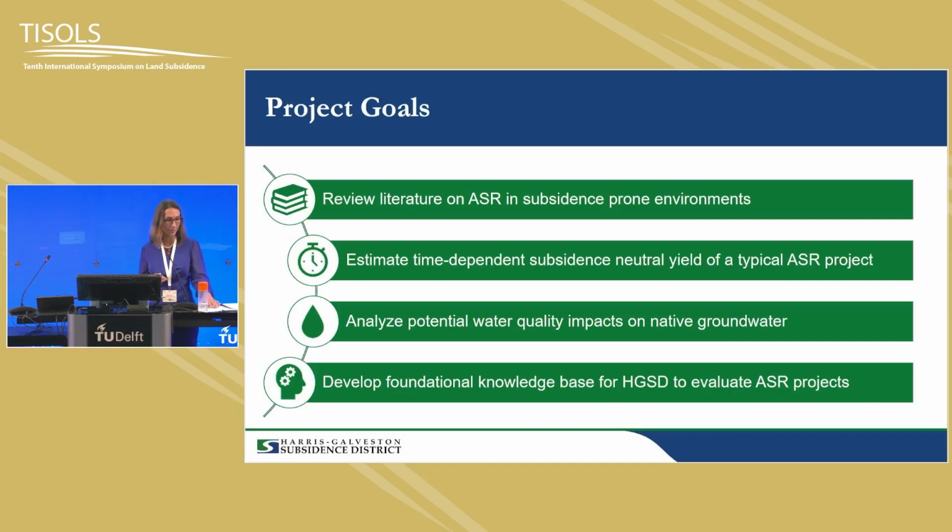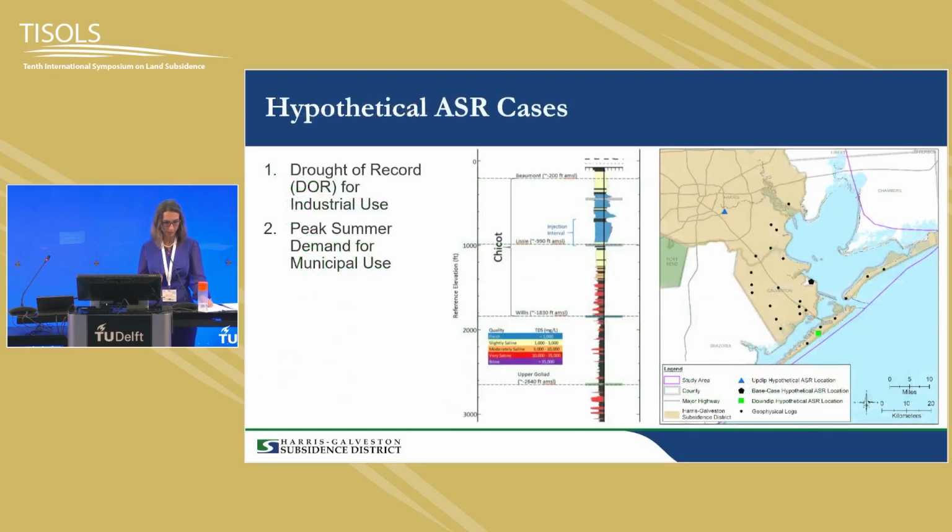Potential problems identified were calcite precipitation, which can cause a plugging problem in the wells, and iron, specifically pyrite and siderite oxidation and dissolution that might mobilize arsenic and increase the total dissolved solids of the recovered water. And finally, we wanted to have a foundational knowledge base to evaluate ASR projects, including regulatory considerations for our region. So now let's explore how we achieved those objectives.